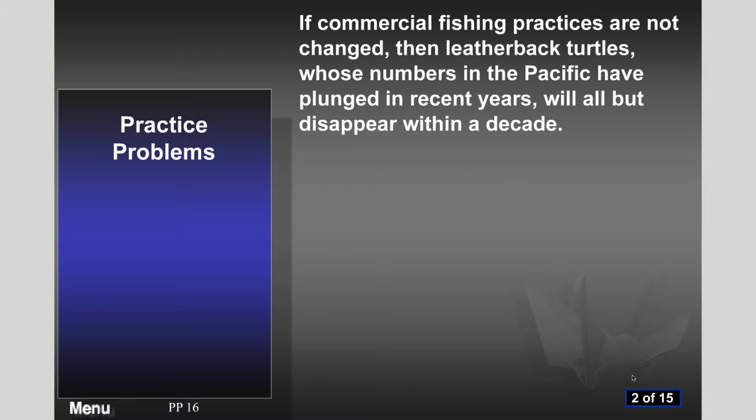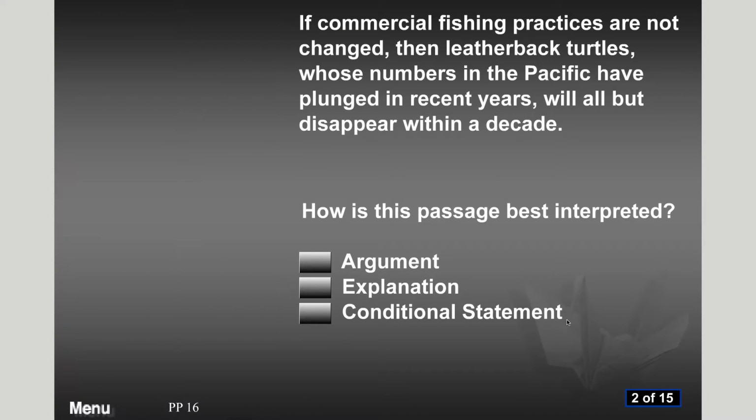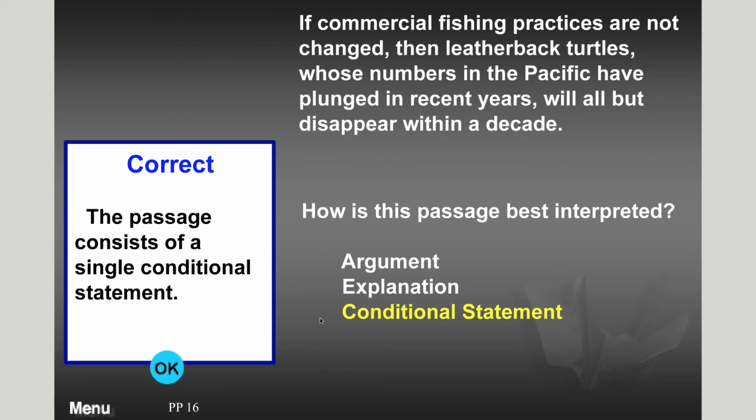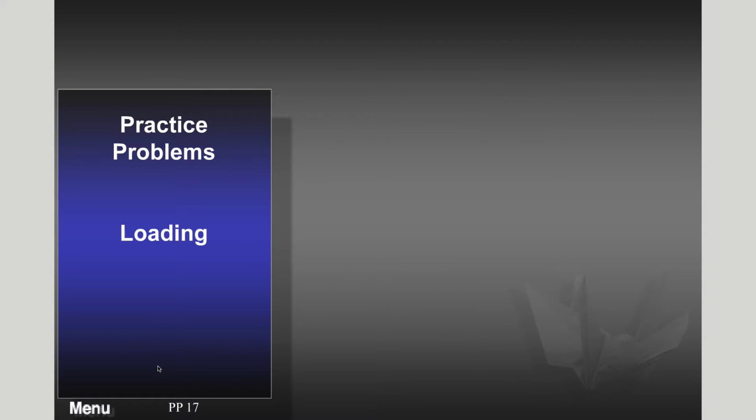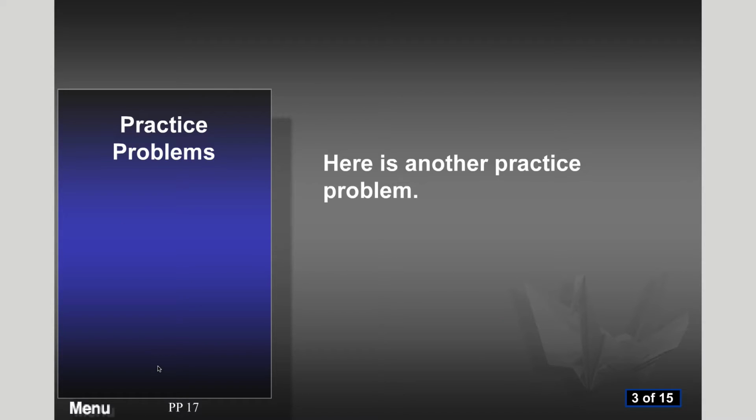So let's look at some practice problems. We're going to have 15 of them. If commercial fishing practices are not changed, then leatherback turtles, whose numbers in the Pacific have plunged in recent years, will all but disappear in recent decades. Notice what we have here. We have an if and then we have a then. We have a conditional statement. Okay? That one is rather easy and straightforward, I would hope.